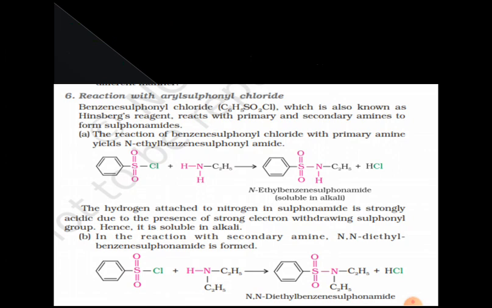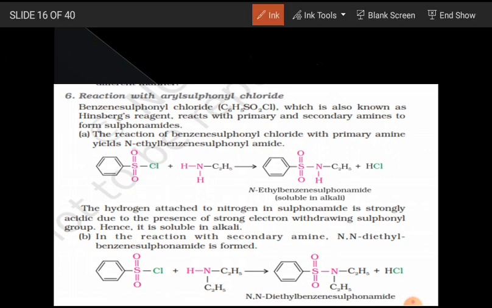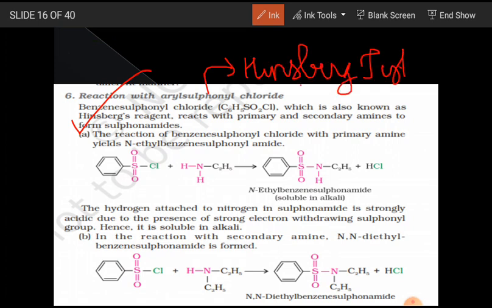Now, if we have to know how we can distinguish between a secondary and a tertiary amine, we have to carry out this test, the aryl sulfonyl chloride test. This reagent is known as Hinsberg's reagent, so this test is known as the Hinsberg test. What we should do is treat the primary or secondary amine with this compound, and then we will be getting this compound over here, that is soluble.